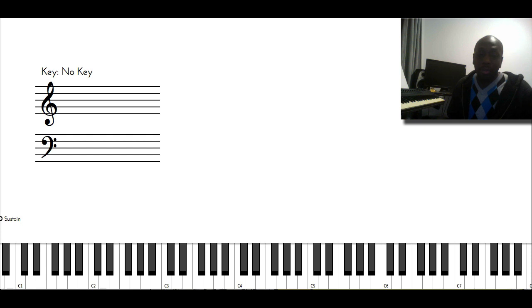So playing along with other musicians and playing along with MP3s, records, 8-tracks, whatever you have, will also help out your musicality as well.